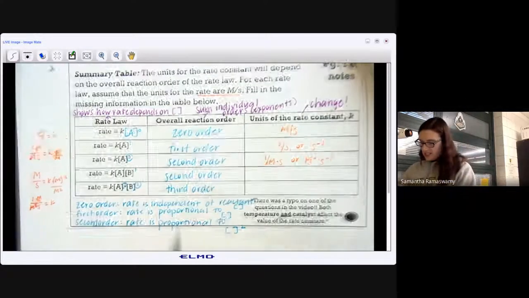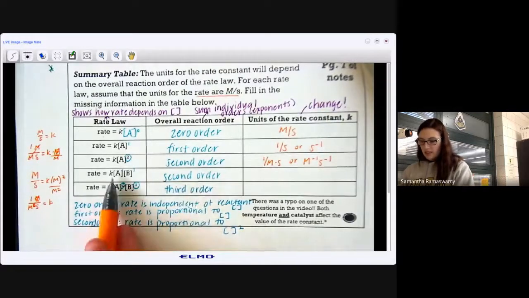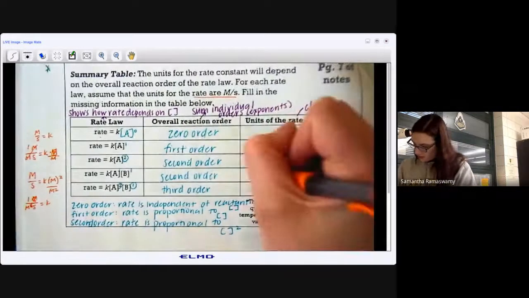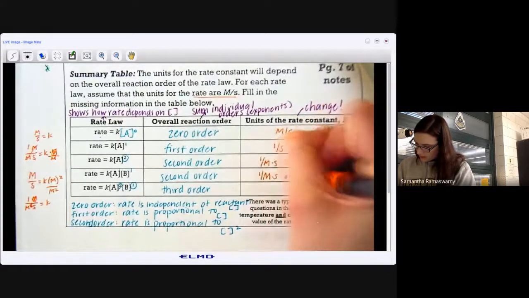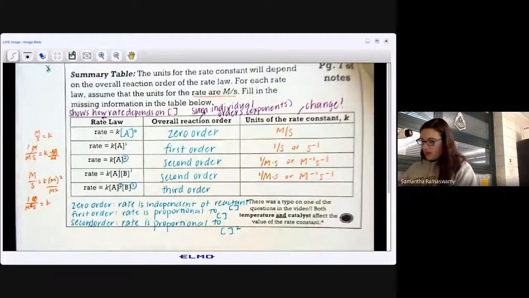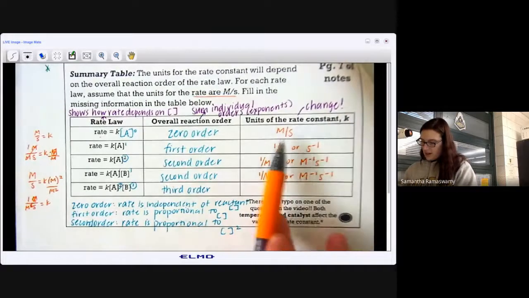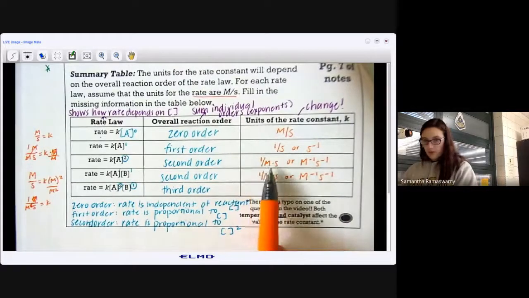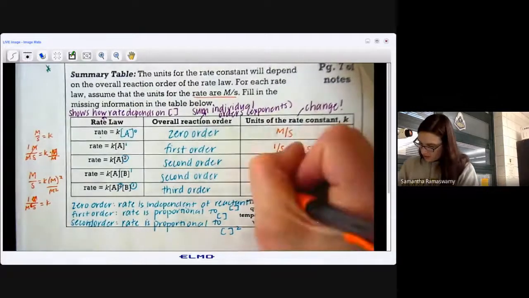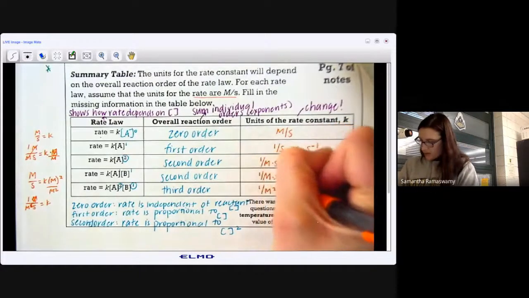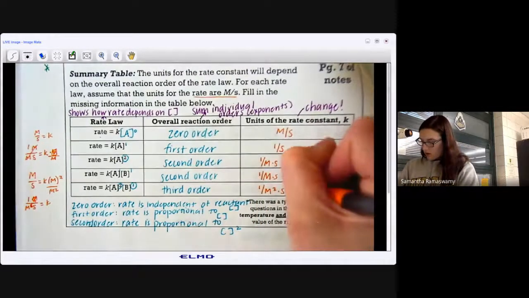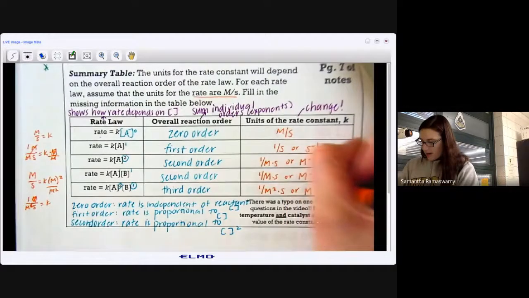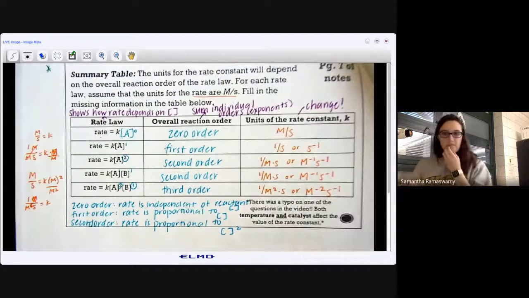So anytime you see a second order overall, it's going to be the same thing here. Molarity times molarity is molarity squared. M to the minus 1, s to the minus 1. Notice how every time you're adding a molarity on the bottom, because here it's 1 over seconds, 1 over molarity times seconds. If it was third order overall, it'd be 1 over M squared times seconds, or M to the minus 2, s to the minus 1. And again, you can do that by just plugging in your units, and we will look at that more and more as we go.